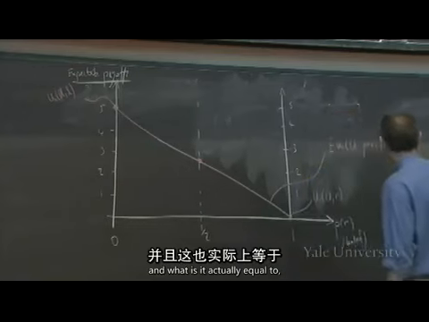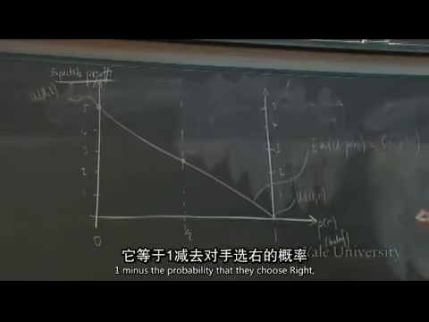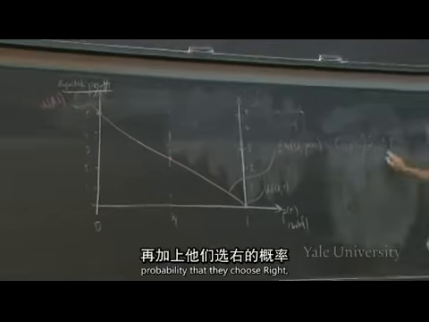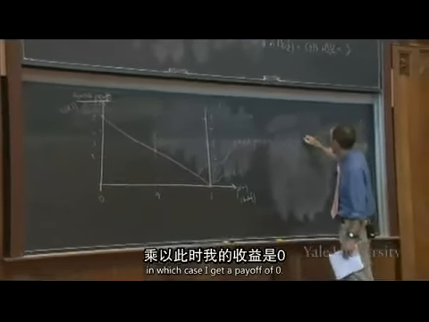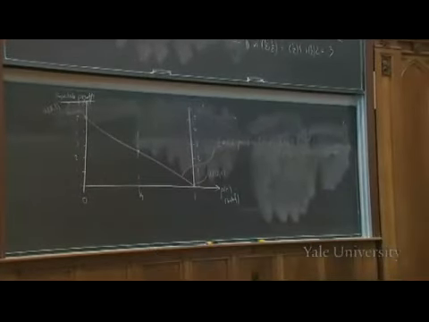And what is it actually equal to? Just to confirm the equation, it's 1 minus the probability that they choose right, in which case I'll get a payoff of 5, plus the probability that they choose right, in which case I get a payoff of 0. It doesn't really matter, but that's the equation of that line.